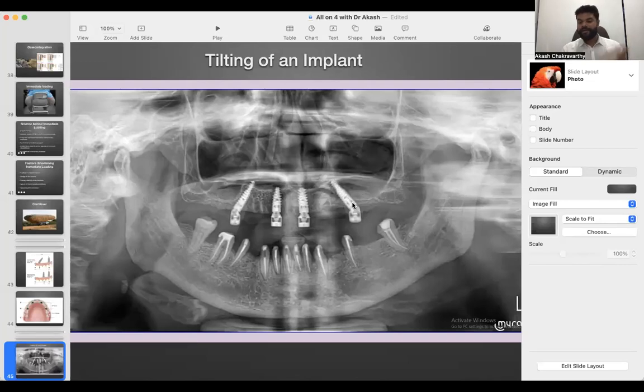Now, why do we tilt our implants? If I want my implant to end in this region, I have to place it straight over here. Obviously, I cannot place the implant straight over here because I need bone in that region. So I tilt my implant. Now, when I tilt my implant, notice I've engaged the cortical plate, the other cortical plate.